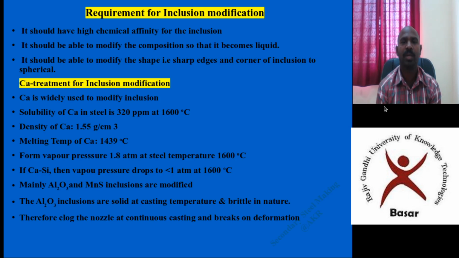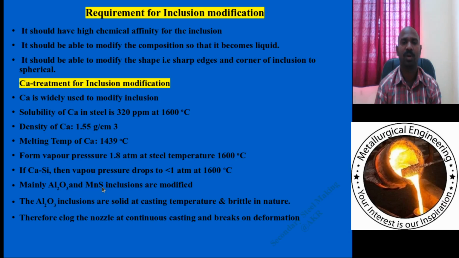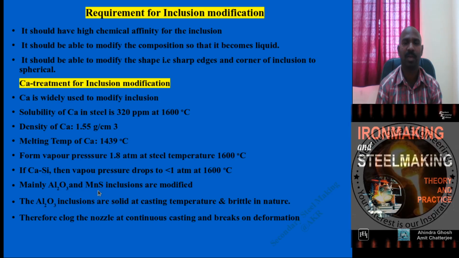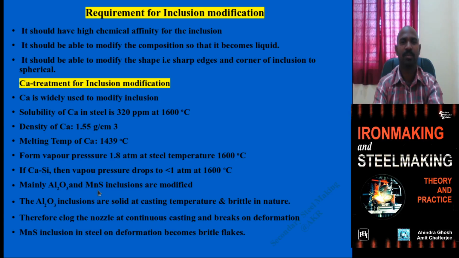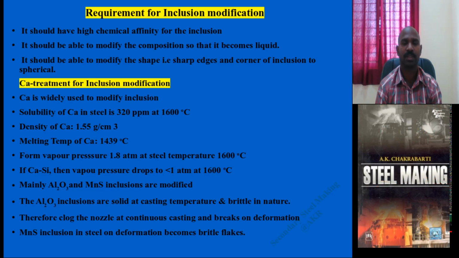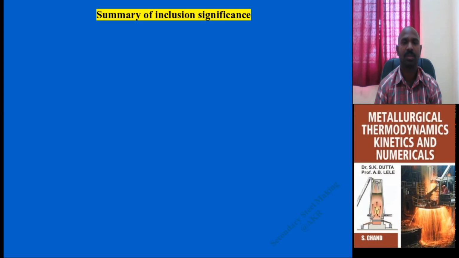Now, how do you avoid this blockage of solidified Al2O3 and the ductile phase of MnS? By using calcium treatment, you can maintain the Al2O3 liquid at 1600 degrees Celsius, and MnS also, so that these things will be avoided. These MnS inclusions present during the deformation process of hot working act as brittle flake or stringer type MnS will be formed.